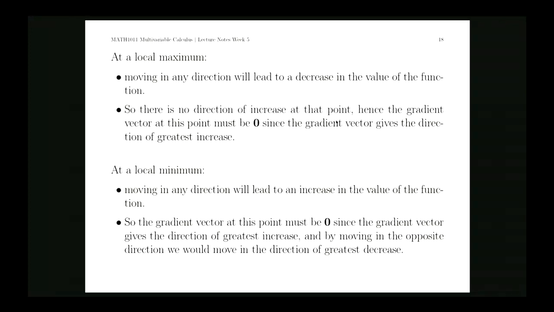Well, imagine you're sitting at a local maximum. There is no direction of greatest increase, is there? Because you're at the top. Which means there's also no direction of greatest decrease. So if you had a small enough ball bearing or something, right at the top, it should balance there. It won't roll anywhere. That's basically what we're saying. Same at a local minimum. There's no direction of greatest decrease. Hence, there's also no direction of greatest increase because they're opposites of each other.